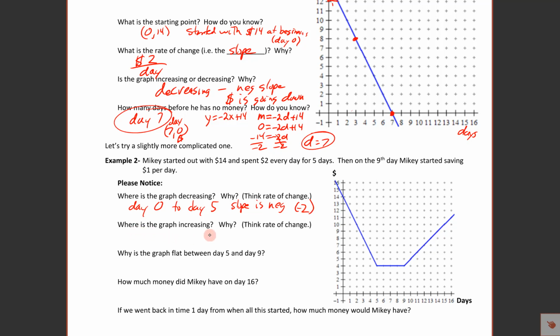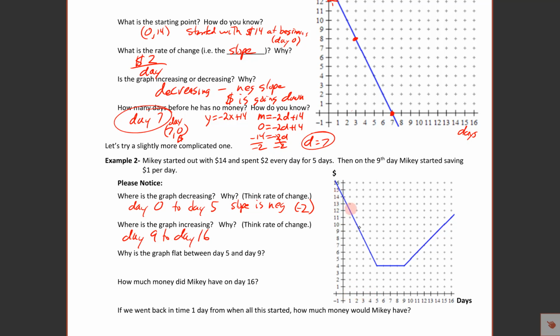Where is the graph increasing? Well, increasing, it needs to be going up from left to right. So that's going to be from day 9 to day 16. So we'll say day 9 to day 16. And when we say where is the graph decreasing or where is it increasing, we're going to establish that by just saying on what days is it increasing or decreasing.